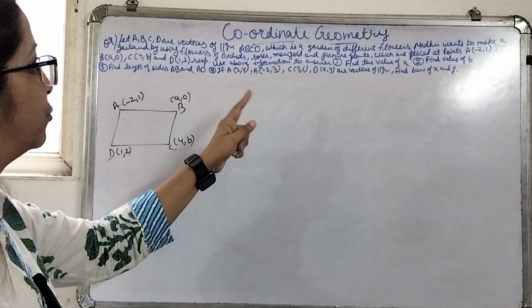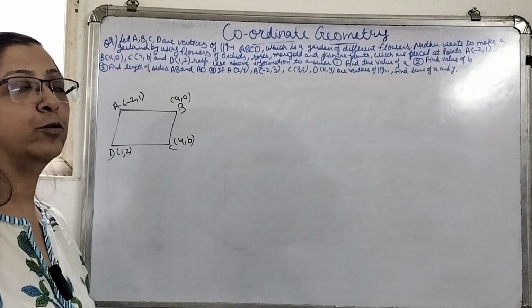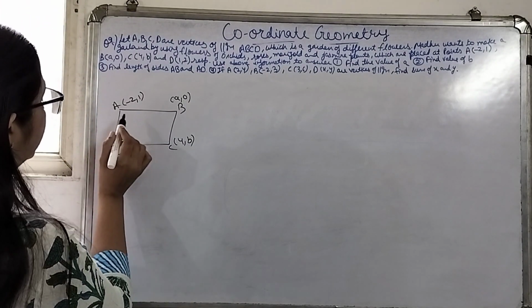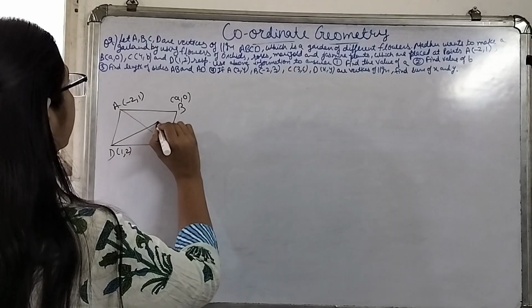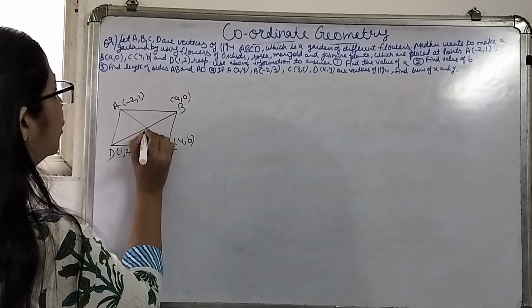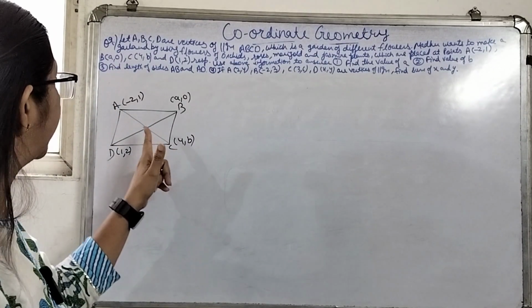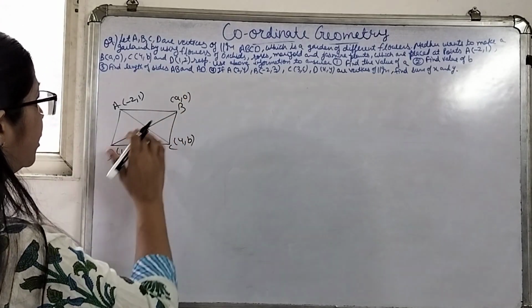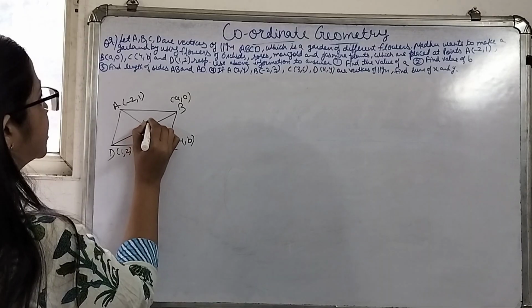So first of all, we need to find the value of a. Now, you must be knowing that in a parallelogram, the diagonals bisect each other. If we draw the diagonals of this parallelogram, AC will be a diagonal and BD will be the diagonal. Suppose they are intersecting at point O. So O will be the midpoint of AC also, and O will be the midpoint of BD also. So if we see the midpoint of AC, suppose it is (x, y).